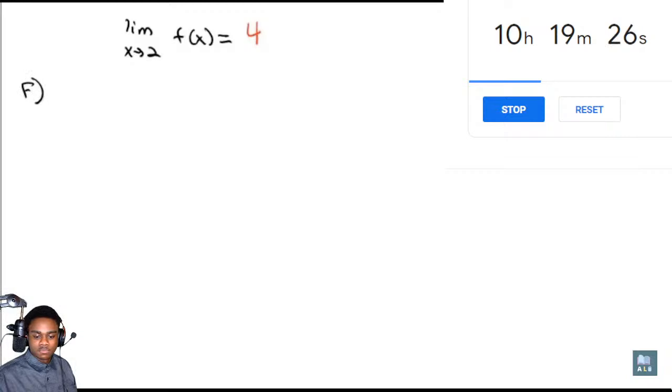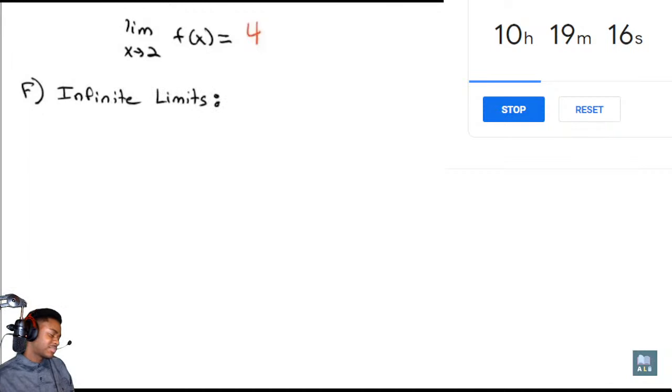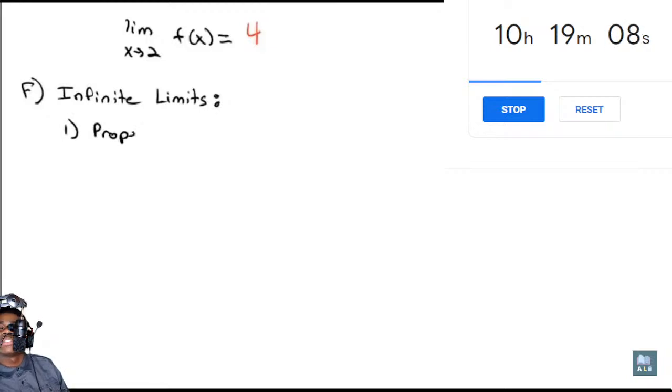With our limit discussion, we talked a bit about infinite limits. So let's look at how we can work with infinite limits, calculating them with this whole idea of substitution. With infinite limits, there are two properties that will help us calculate the infinite limits.